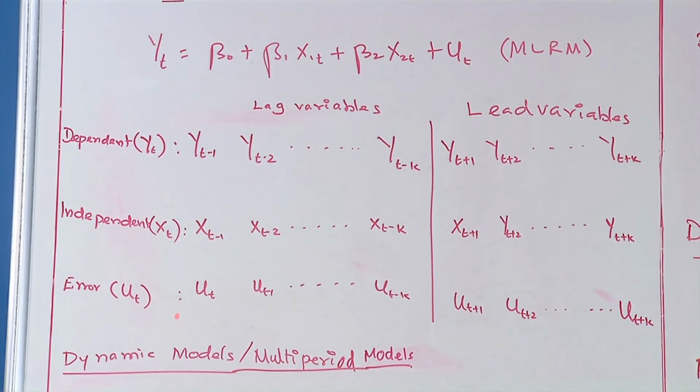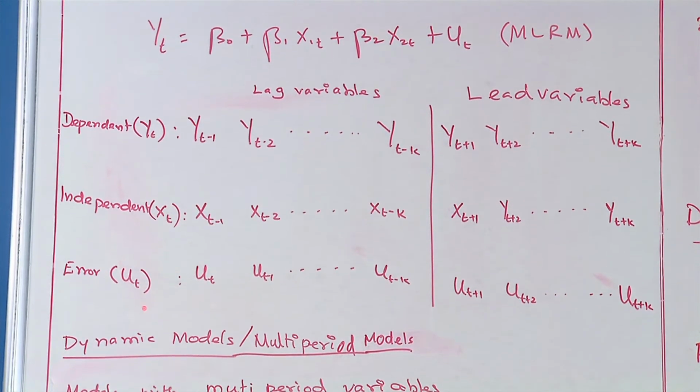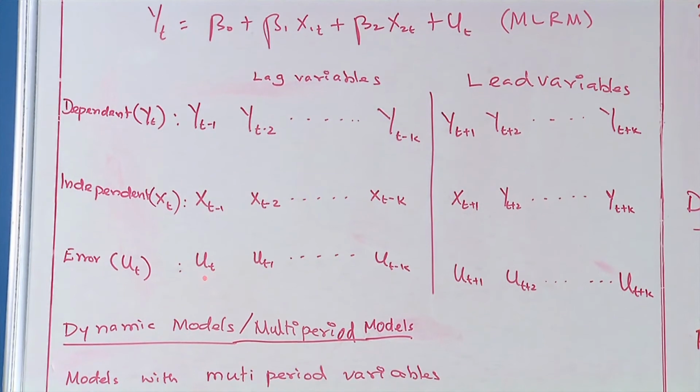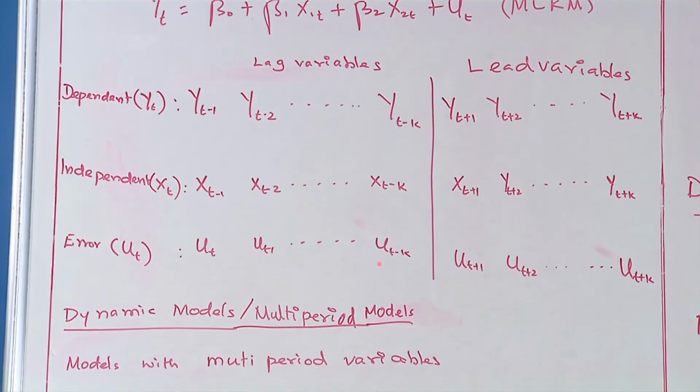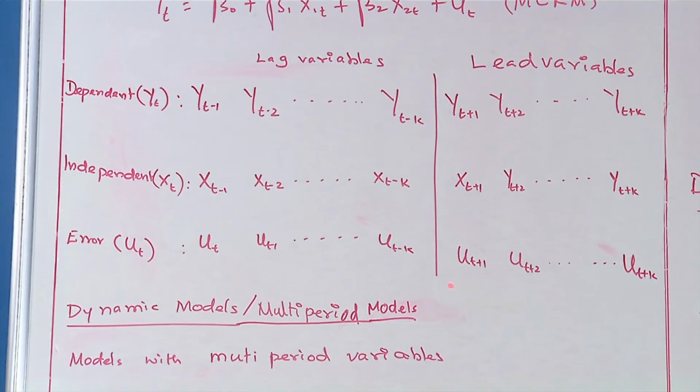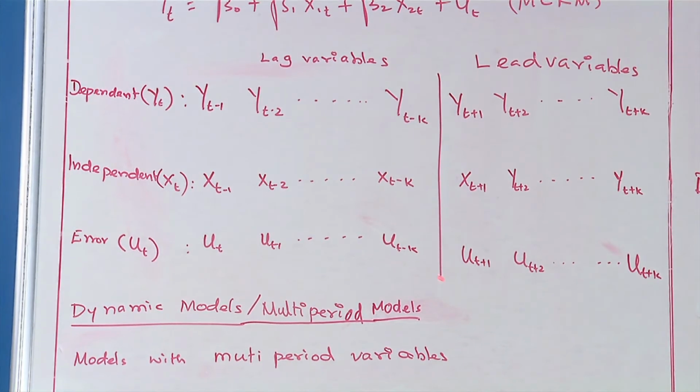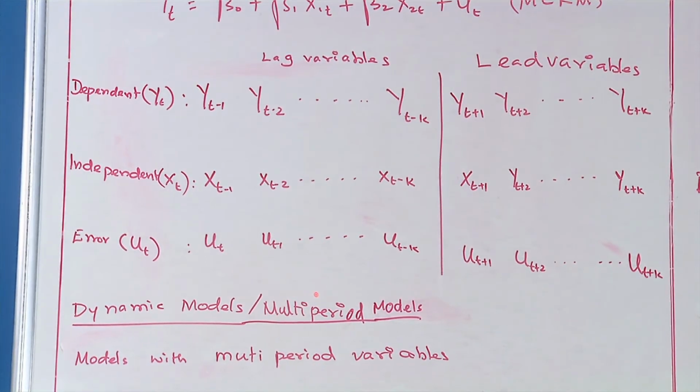And the error variables may also be written. The notations are ut minus 1, ut minus 2, etc., ut minus k, ut plus 1, ut plus 2, ut plus k. These are all the notations used for lag and lead variables.